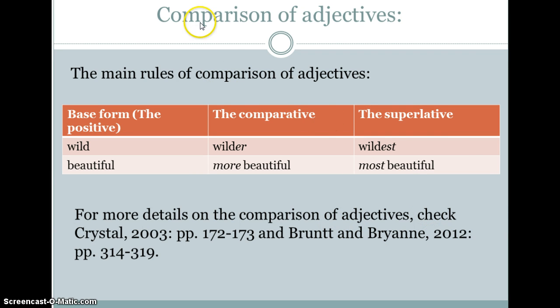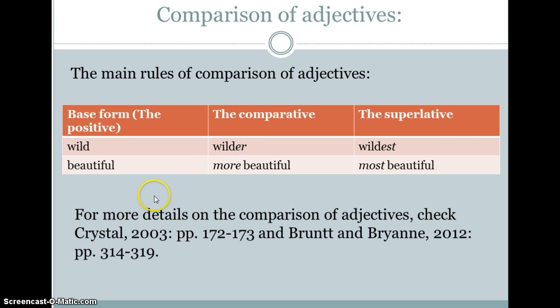When we inflect adjectives, we call it comparison. And the main rules of comparison of adjectives are, we have the base form, what we call the positive, we have the comparative, and we have the superlative. The two regular ways of comparing adjectives are by adding -er or -est, or by adding more or most in front of the adjective. So we could have wild, wilder, wildest, beautiful, more beautiful, most beautiful.